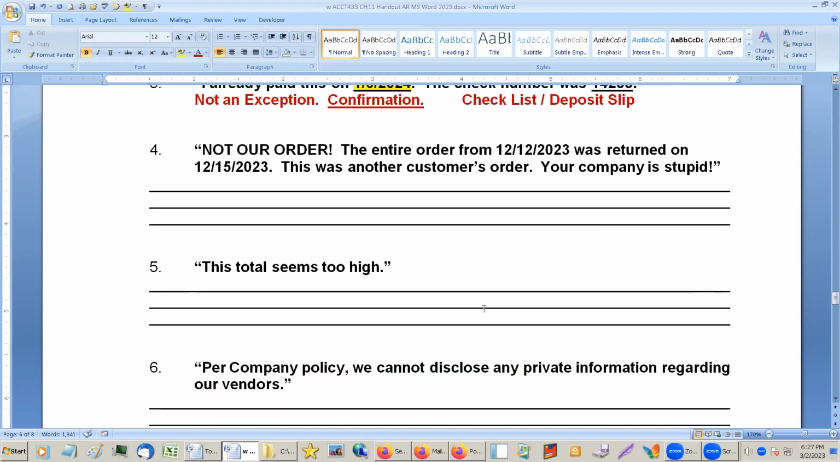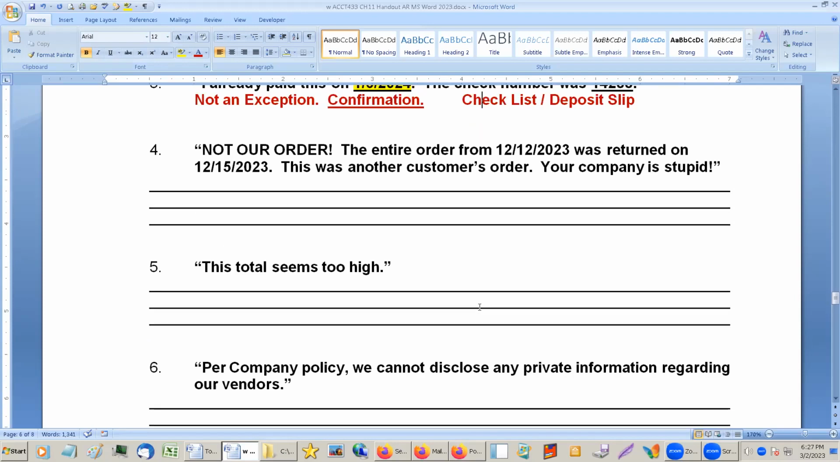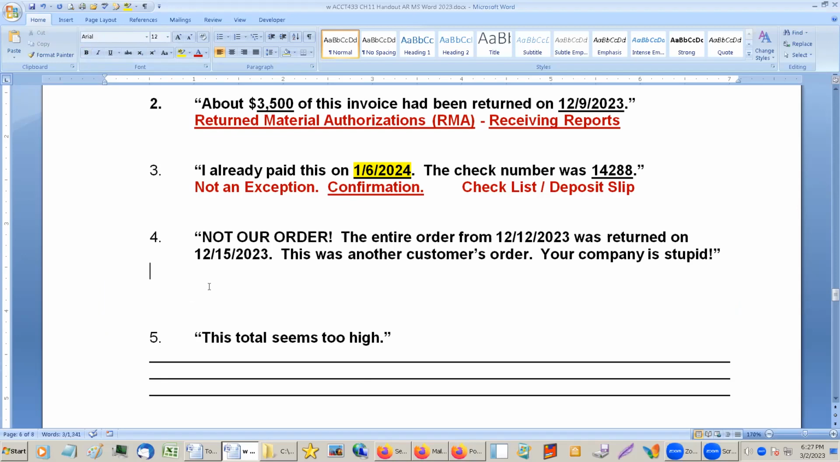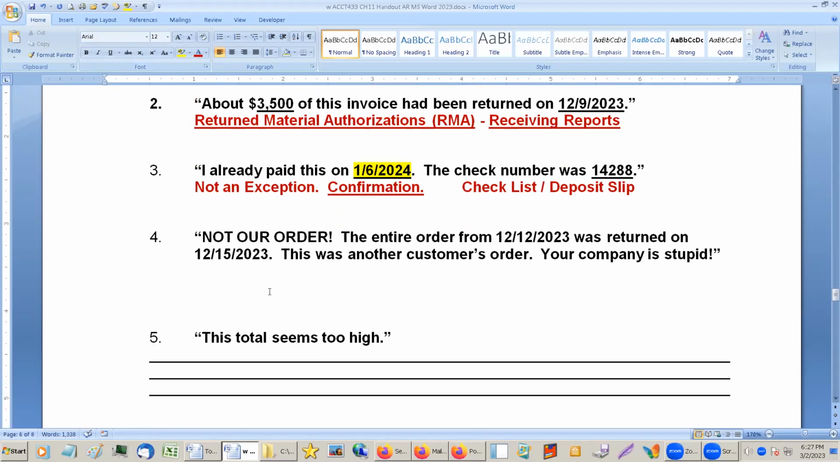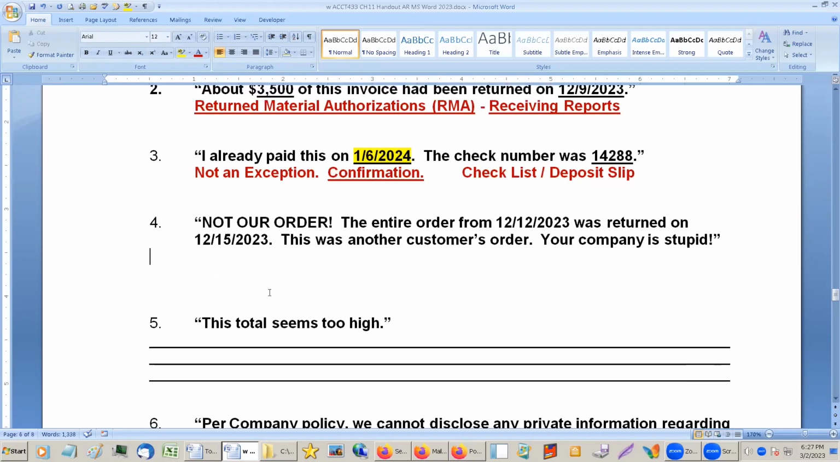Number 4, not our order. The entire order from 12/12 was returned on 12/15. This was another customer's order. Your company is stupid. Okay, well, what do we do with this one? It's actually similar to another one. You can check the bill of lading again.